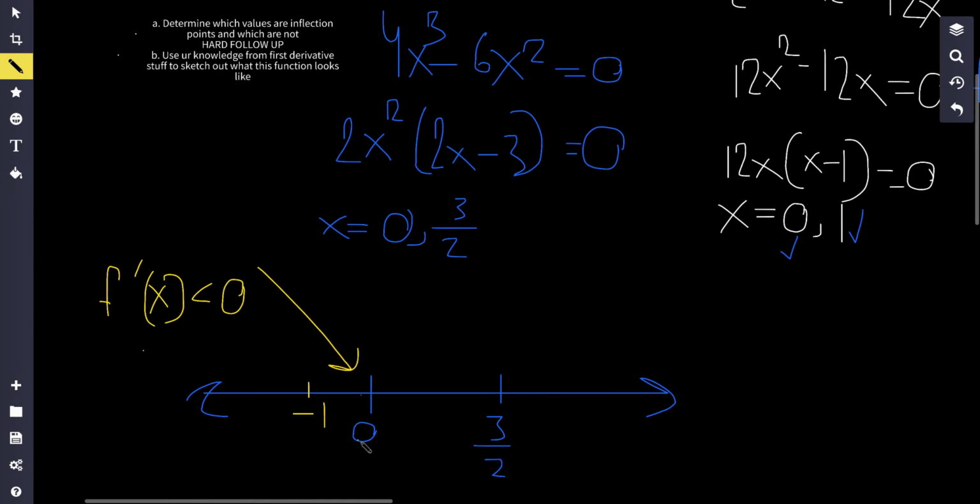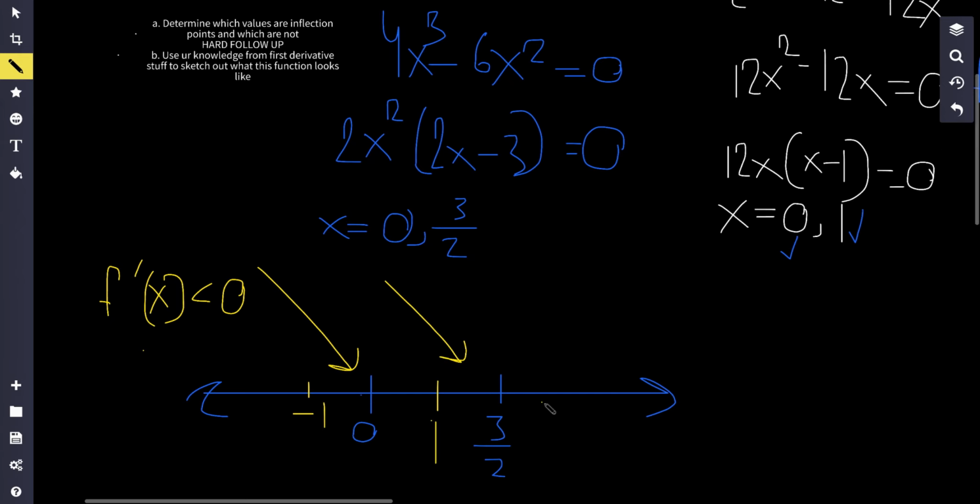Anyways, let's plug in a value between 0 and 3 over 2. Let's just say 1. 1 is the same thing as 2 over 2, so I know that's in between these two values. When I plug in 1, I get 2 times 1, which is just 2, and 1 squared is 1, multiplied by 2 times 1, which is 2, minus 3, which is a negative number. A positive number multiplied by a negative number, once again, that's going to be decreasing. So our function is just going to keep on decreasing.